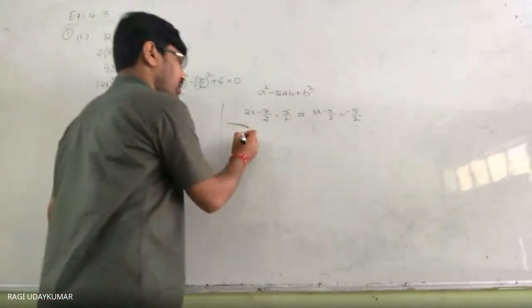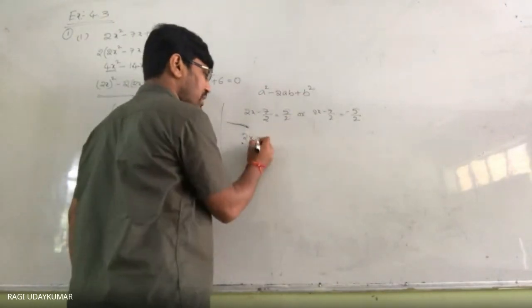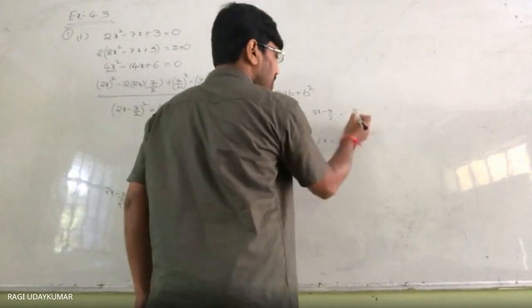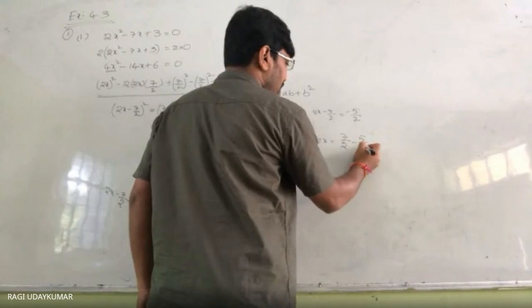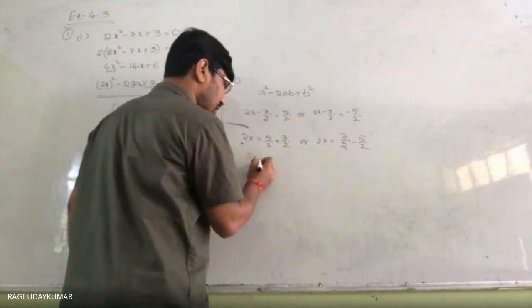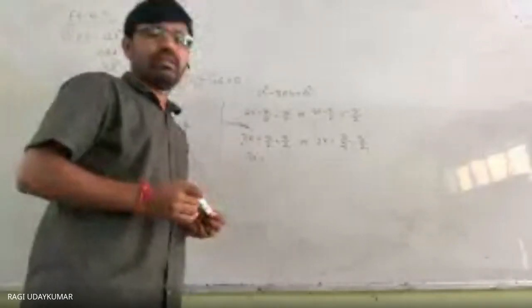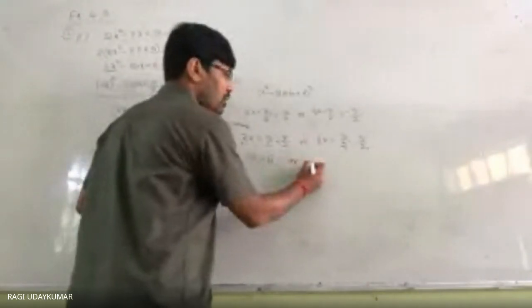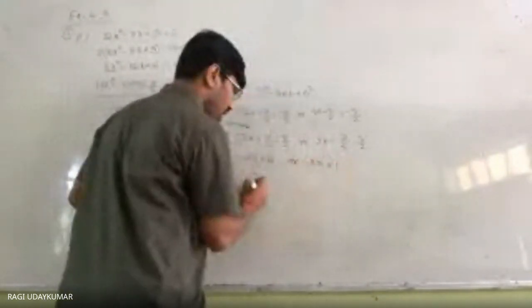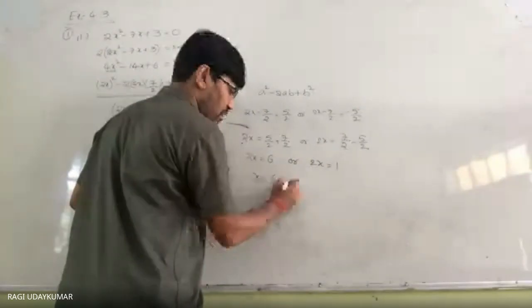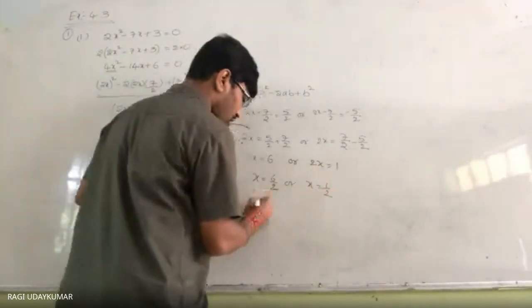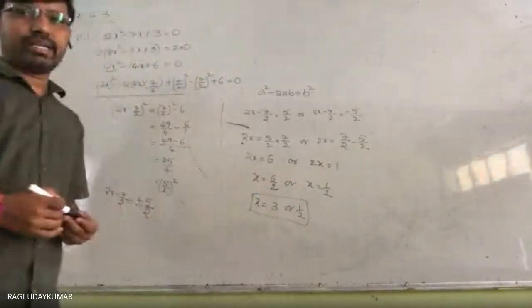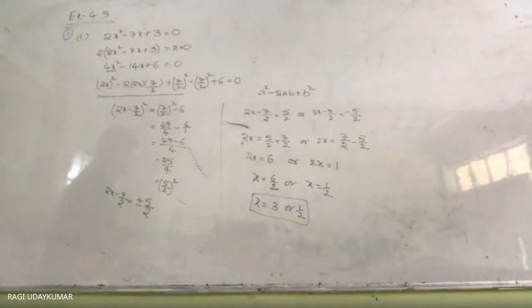So what do you get here? 2x, the minus 7 by 2 sent to the right-hand side, plus 5 by 2 plus 7 by 2, or 2x, this 7 by 2 goes over so 7 by 2 minus 5 by 2. So 2x is equal to, what do you get here in this situation? 7 plus 5, 12 by 2. 12 by 2 is nothing but 6. Or 2x is equal to 7 minus 5 by 2, that is 1. So x is equal to 6 by 2, or x is equal to 1 by 2. 6 by 2, x is equal to 3 or 1 by 2. So this is the solution of this quadratic equation by the completing square method.